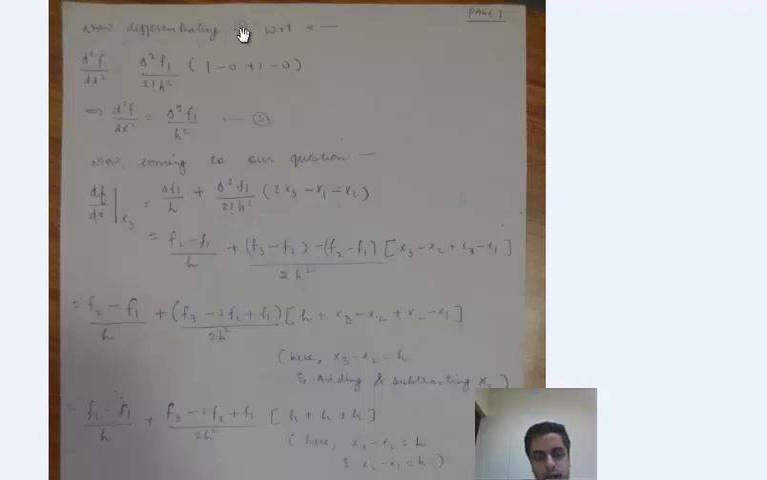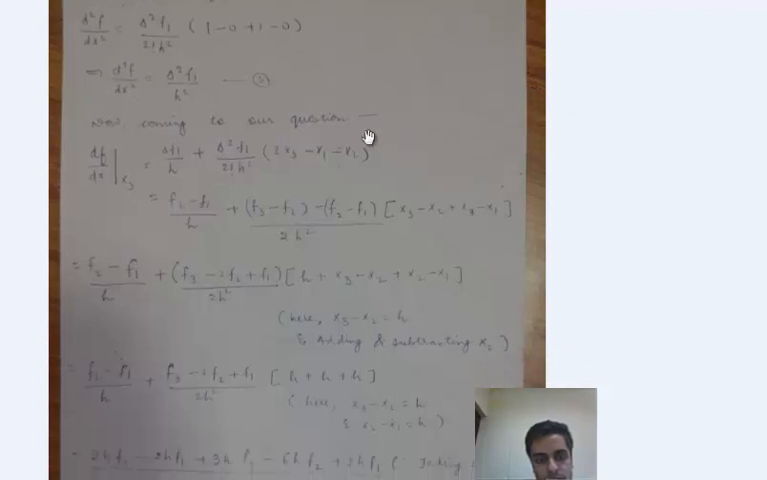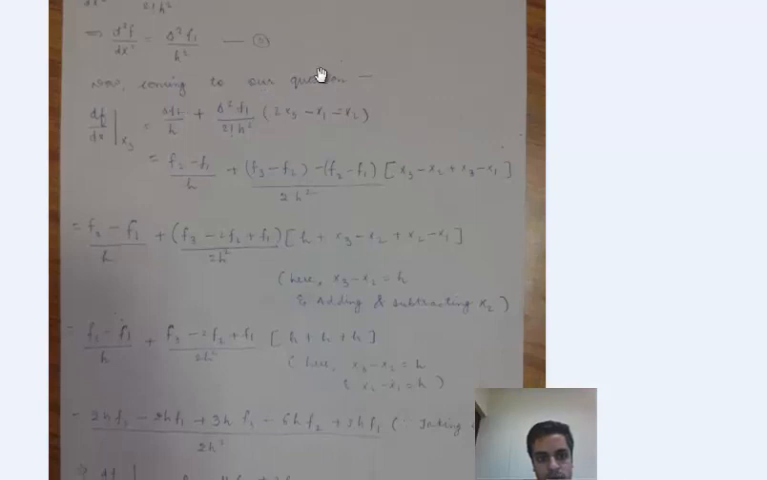Now differentiating equation number 2 with respect to x, we will get d2f by dx square, and the value of d2f by dx square is equation number 3. Now coming to our question, df by dx at x3 is delta f1 upon h plus delta square f1 upon 2 factorial 2h square into (2x3 minus x1 minus x2), where we have substituted x as x3.